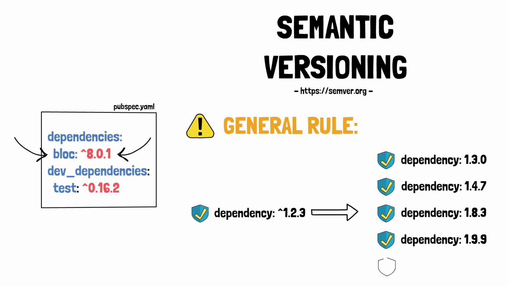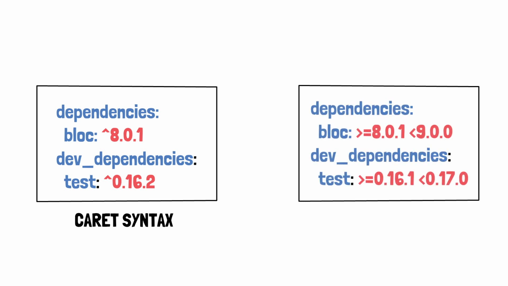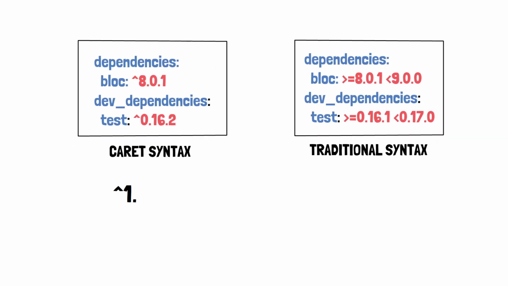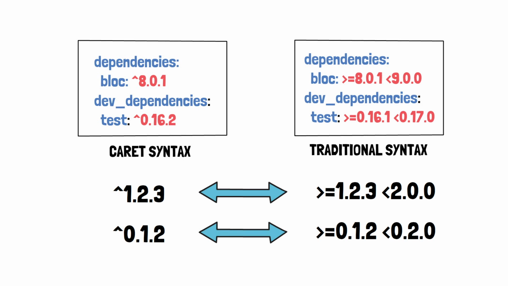This is why when introducing breaking changes, you'll often find package developers bumping up the package's major version so that people depending on it won't experience the breaking changes, unless they upgrade the dependency version. You can express version constraints using either caret syntax or traditional syntax. Caret syntax is a compact way of expressing the traditional syntax version constraint. For example, caret 1.2.3 is equivalent to greater or equal than 1.2.3 and less than 2.0.0, and caret 0.1.2 is equivalent to greater or equal than 0.1.2 and less than 0.2.0.